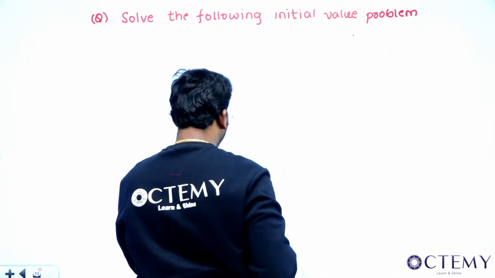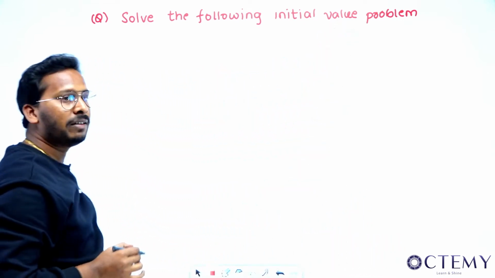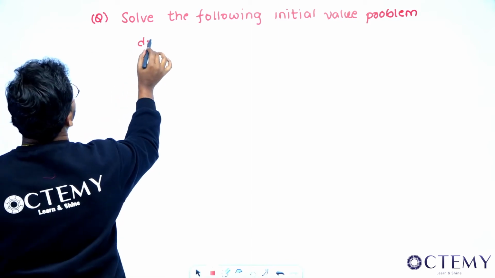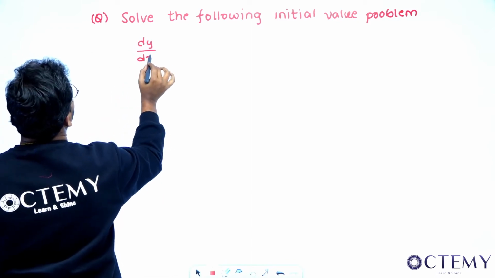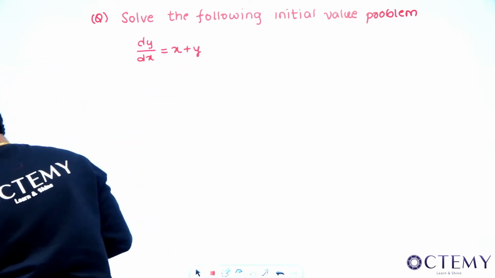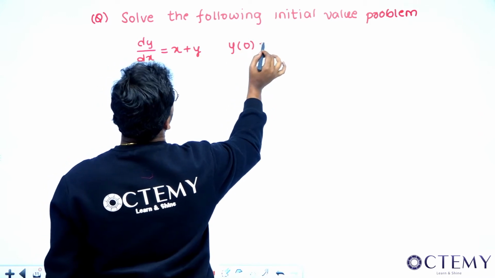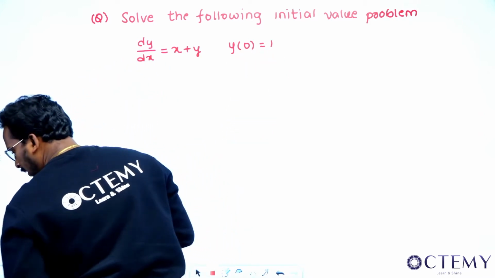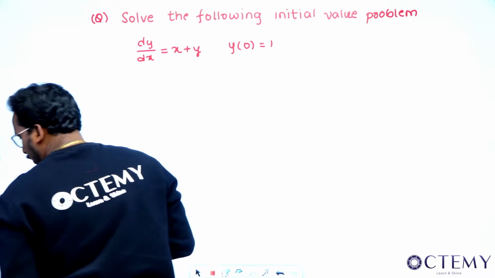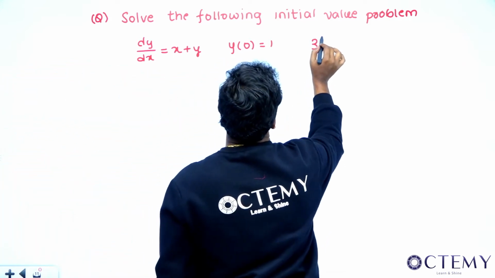Initial value problem means only one condition will be given, sir. If more than one condition is given, that will be called a boundary value problem, right? Say the question is dy/dx = x + y, with the initial condition y(0) = 1, and till third iteration using backward Euler method.